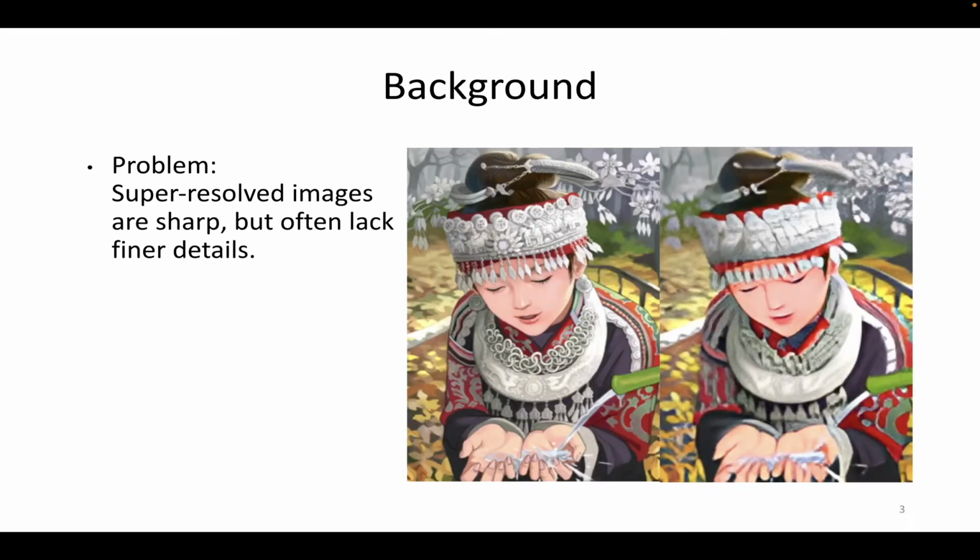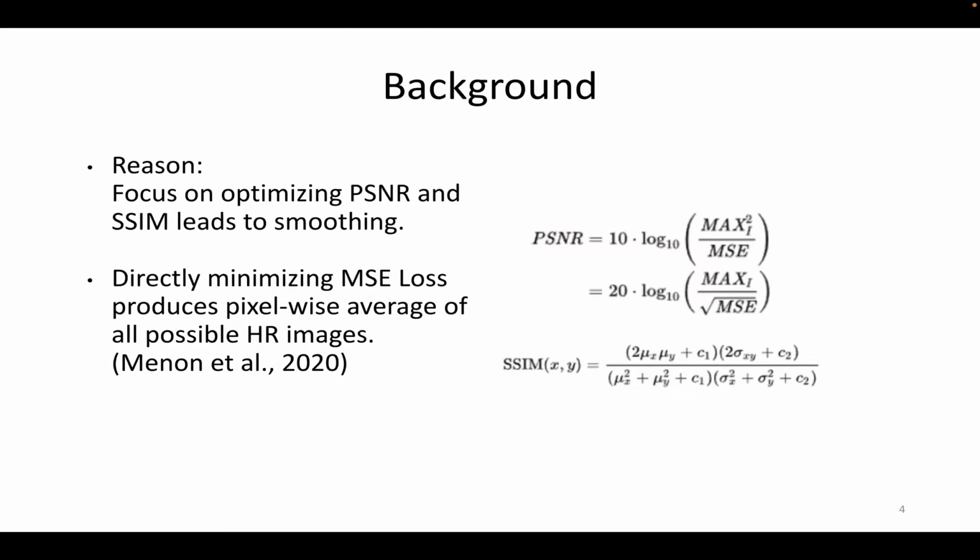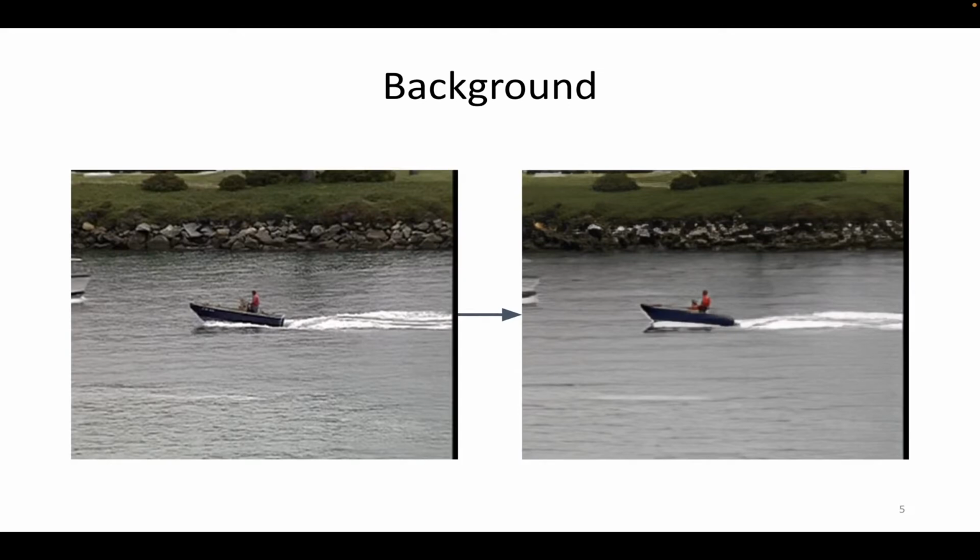A problem that arises as a consequence of this is that many super-resolution methods produce blurred images that lack finer details. Why does this happen? Because most of them, directly or indirectly, optimize for metrics such as peak signal-to-noise ratio and structural similarity. As has been pointed out in Pulse, minimizing the mean squared error, which directly optimizes peak signal-to-noise ratio, actually produces as its ideal solution the pixel-wise average of the set of all high-resolution images which downscale properly to the given low-resolution image. This leads to blurring in regions containing fine textures and patterns due to their high variance.